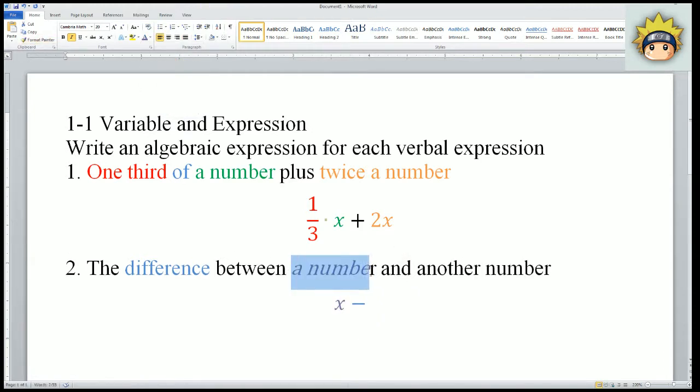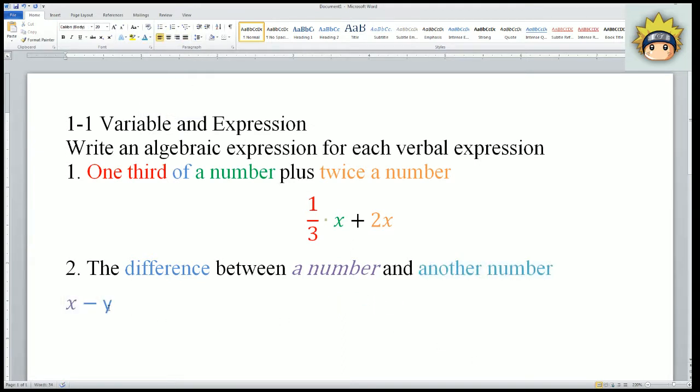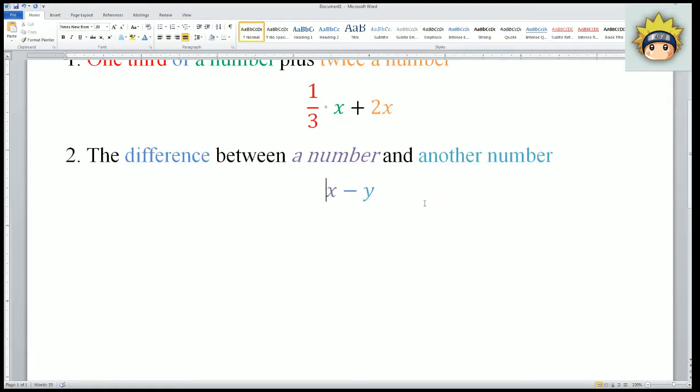A number and, right, and another number. The fact that it says another number, it can't be the same thing as x. So, y. I can pick y if I want. Y. And that is what another number is. Good? The difference is that subtraction between a number, x, and another number, y. I color coded it for you so you can see it much better.